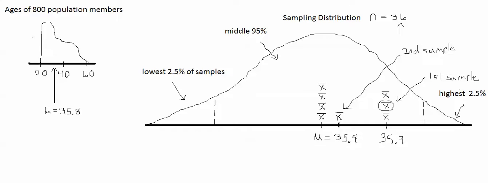So right here, we have the lower boundary of the middle 95%. Right here, we have the upper boundary of the middle 95%. And what this line right here is going to be showing is the distance from the population mean to the lower boundary of the middle 95%. And this line right here is going to be showing the distance from the population mean to the upper boundary of the middle 95%.